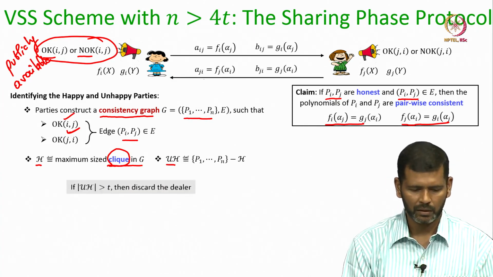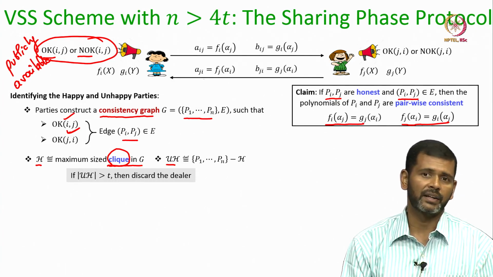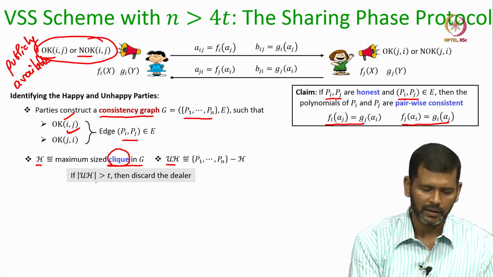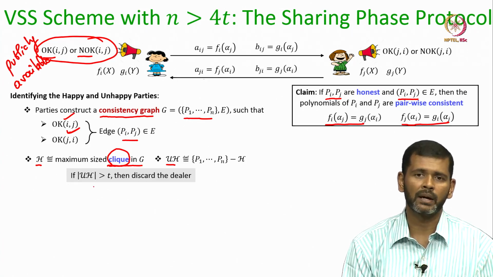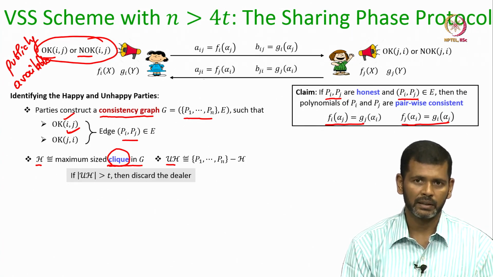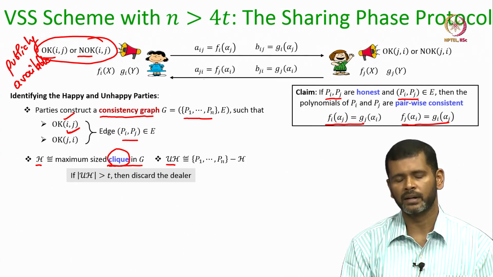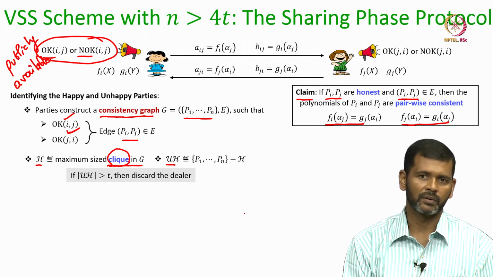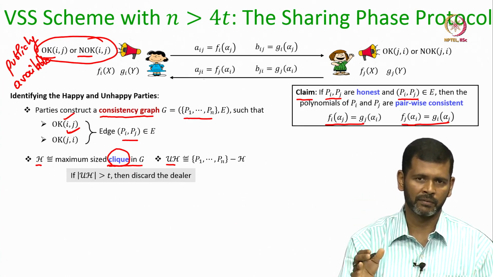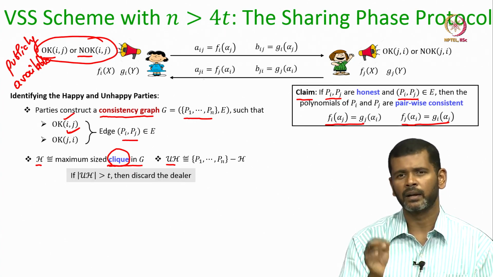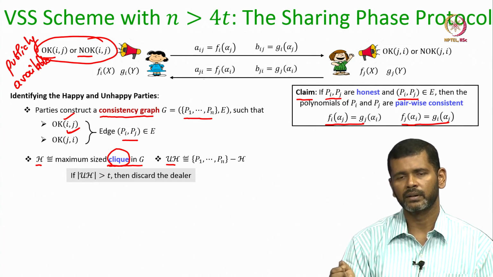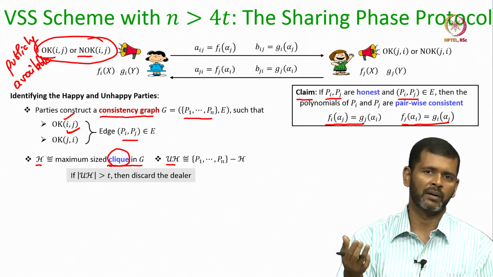Now, the first sanity check which we make here in the protocol is the following. If we see that the number of unhappy parties is more than t, then it automatically implies that the dealer is corrupt because of this claim, and so it is safe to discard the dealer. Discarding the dealer means terminating the sharing phase protocol here itself and assuming that the dealer wanted to share the value 0, and everyone takes a default share 0 on behalf of the dealer.